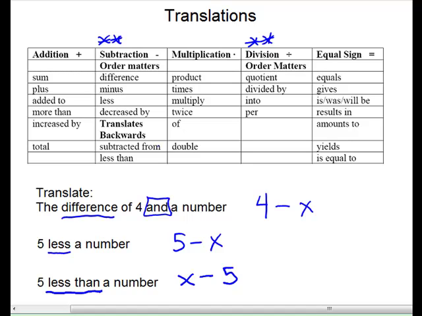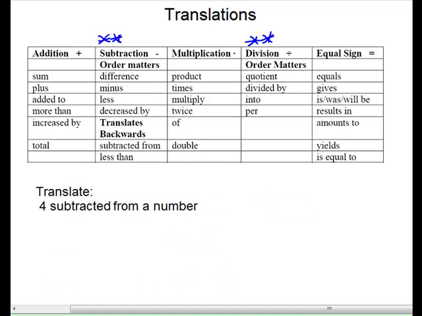Less than and subtracted from. Here is one with subtracted from. 4 subtracted from a number. So subtracted from means to subtract. It's going to go backwards. The 4 is what you're taking away, so it will have to be after the minus sign. Must be in this order.